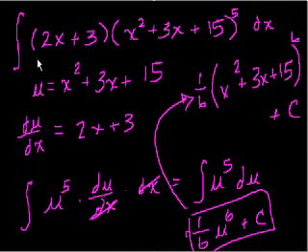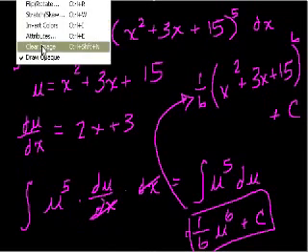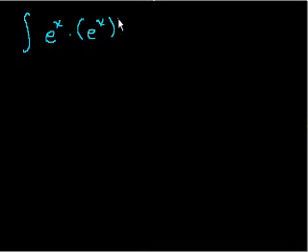Let's do one more. I think we have time for one more. Okay, I will also switch colors just to keep things interesting. Let's take the integral of e to the x times e to the x to the 5th. I keep using it. Let's say to the -3rd power dx. Well, once again, we have this expression e to the x.